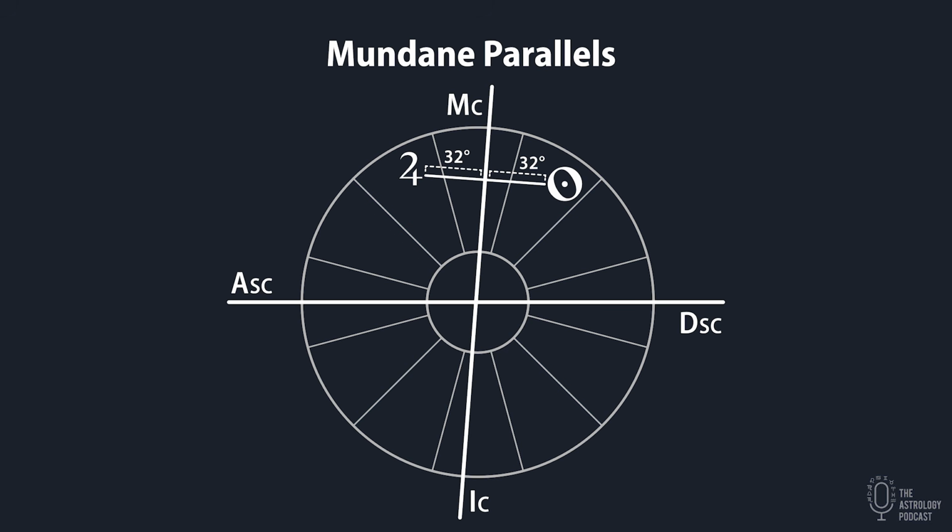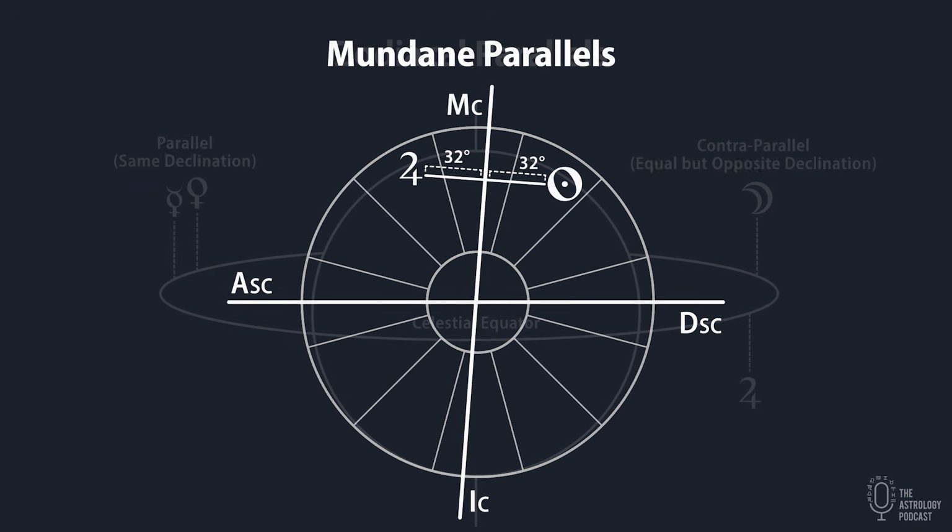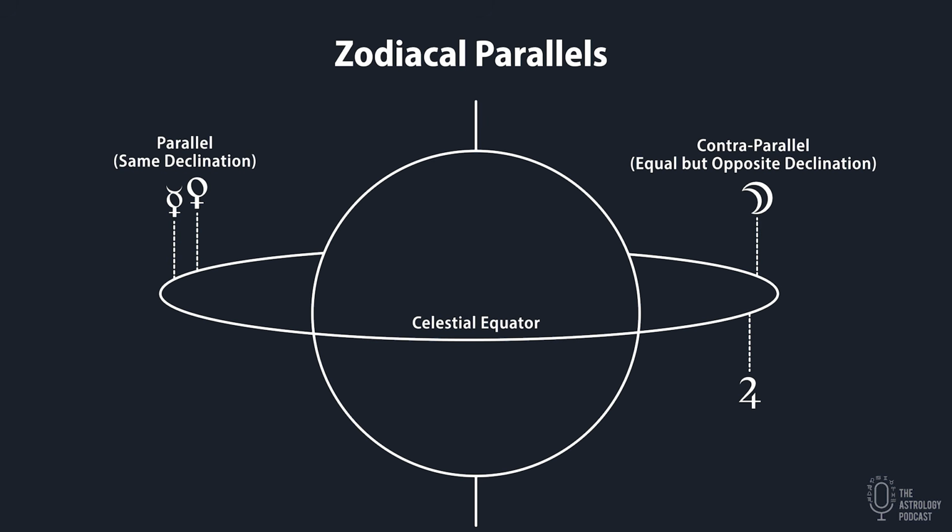When it comes to parallels, they have partially to do with declinations. Let me show you another example. With parallels, especially zodiacal parallels, which is another type of parallel, you have planets at the same declination, which is north or south of the celestial equator. So, for example, if you had Mercury and Venus at the same distance north of the celestial equator, they would be in a parallel according to declination.